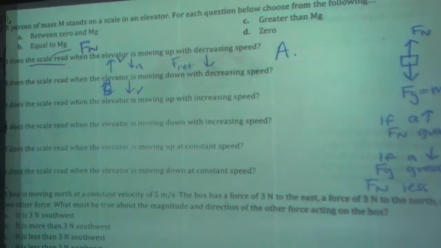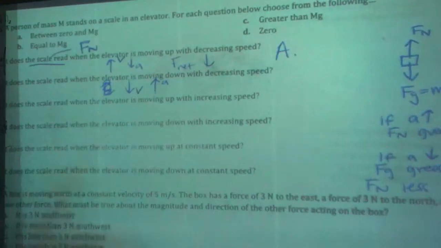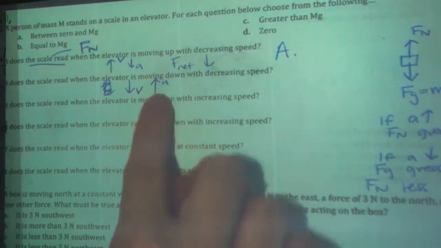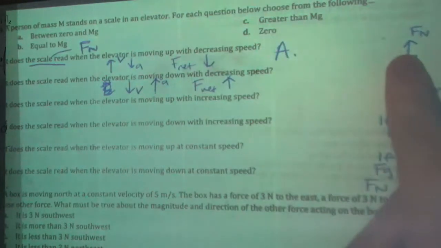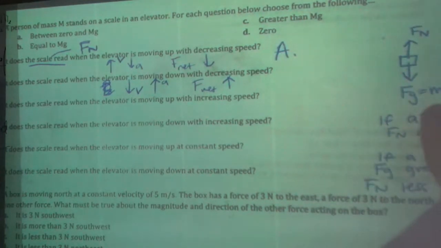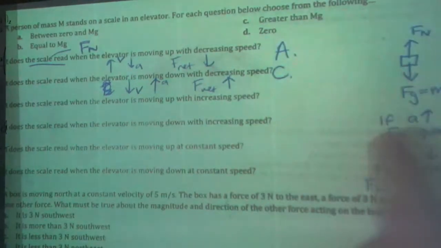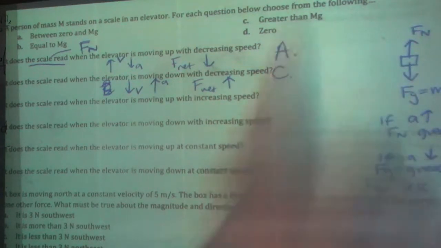So the elevator is moving down, which means velocity would be down. And then the decreasing speed means acceleration is in the opposite direction, because it's going to oppose if it's decreasing in speed or getting slower. If your velocity is down and then slowing down, acceleration must be up, which means your net force must be directed up. If your net force is up, that means the up force is bigger, which means Fn is greater than the weight, which means the scale would read more than the weight, C. Which is again what we said right here. If acceleration is up, then normal force would be the greater force, so it would be more than mg.